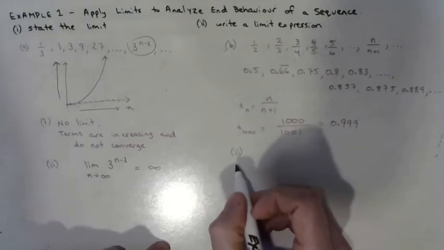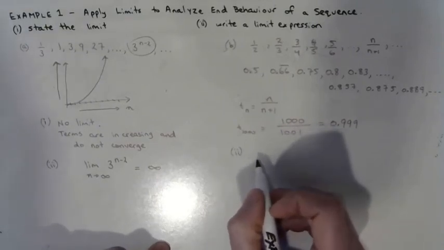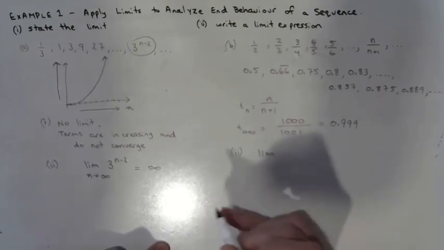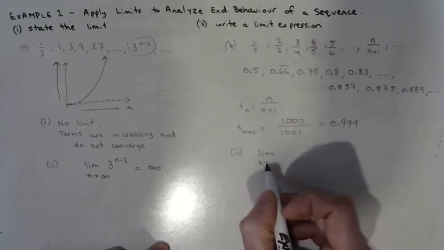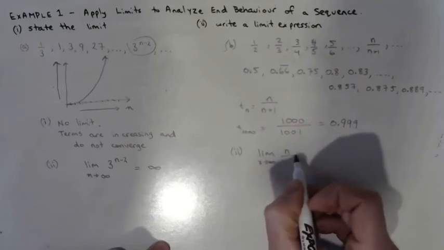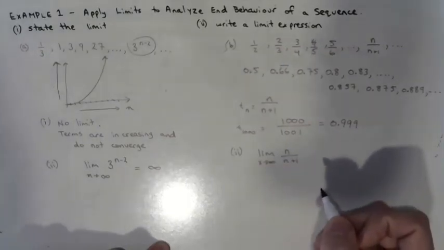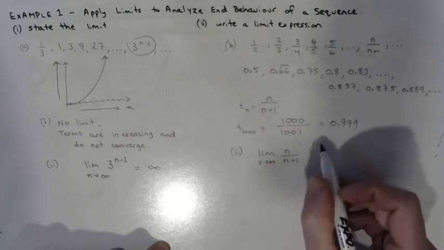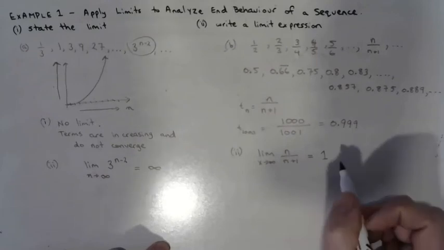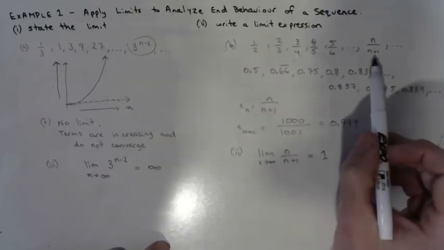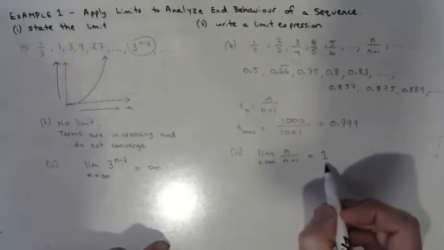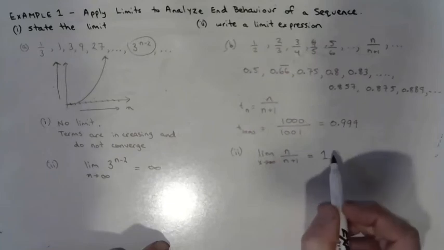So let's come up with an expression to say that, okay? We're going to take the limit of end behaviors, that's as n approaches infinity, of our function, which is n over n plus 1. And that is equal to, the limit is 1. The terms in the sequence are going to get closer and closer and closer to 1 without ever actually reaching 1. 1 is its limit, and here's how we note that.